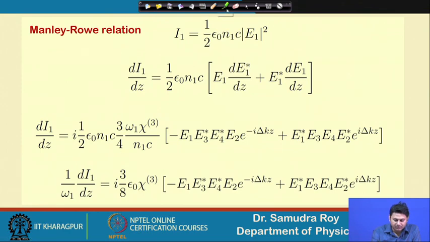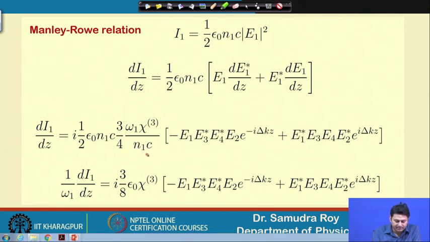From here we can see that n1 c and n1 c will cancel out, and eventually we have half epsilon 0, which is a constant, chi 3 is a constant, and omega 1 is again a constant. But I want to write this omega 1 on the left hand side, like 1 by omega 1 dI1 dz is this term. Now, you can see this term is really a constant, not depending on omega 1, omega 2, omega 3 or n1, n2, n3.